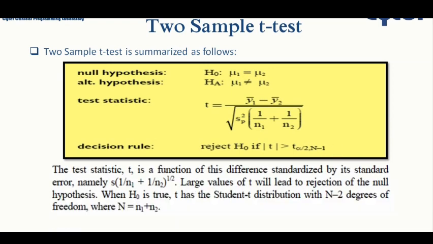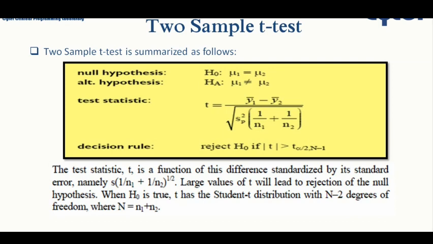So the test statistic T is a function of this difference standardized by its standard error, namely so and so forth. Large values of T will lead to rejection of the null hypothesis. When H naught is true, T has the student's T distribution with n minus 2 degrees of freedom, where n is equal to n1 plus n2. That is n1 plus n2 minus 2 degrees of freedom.